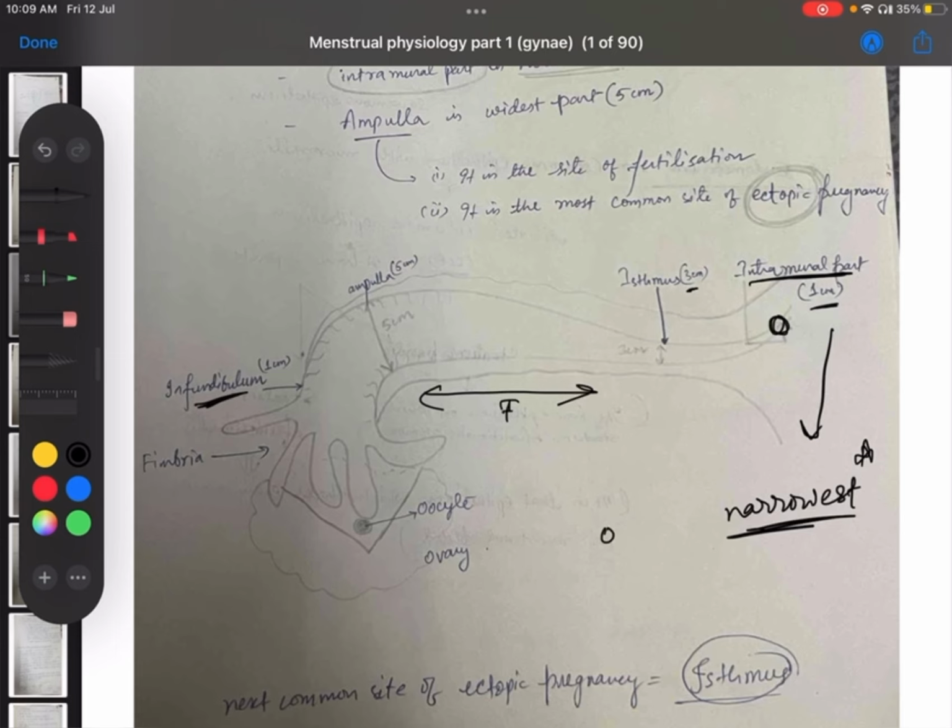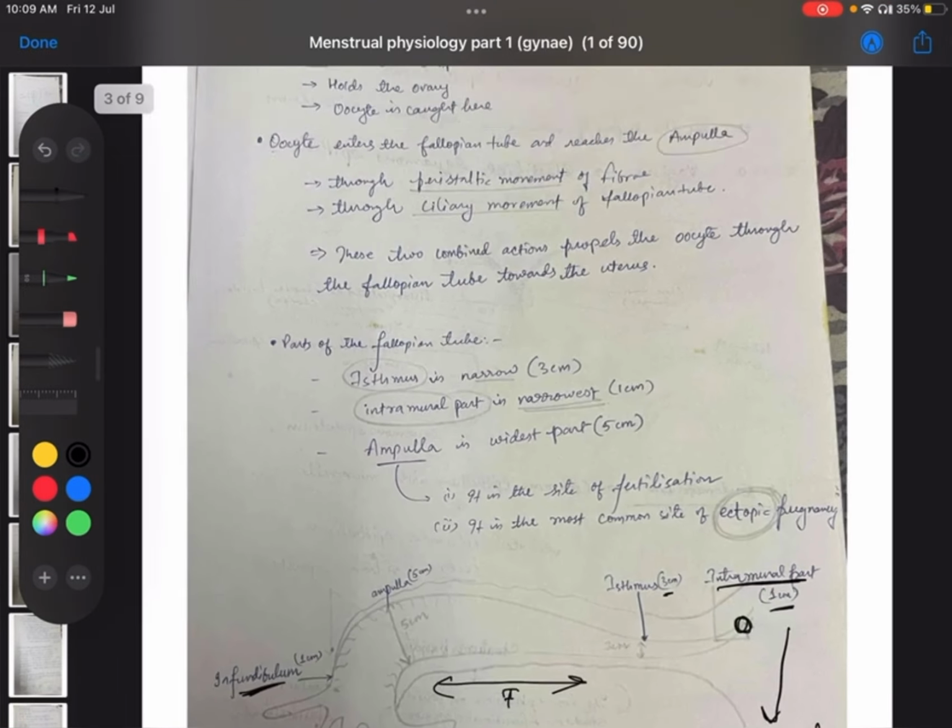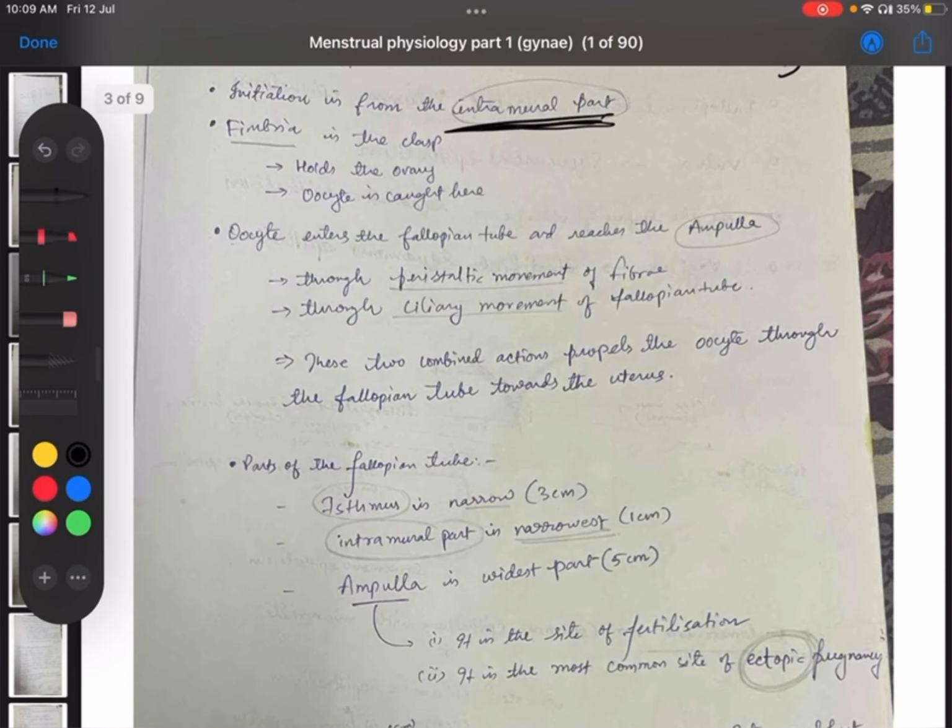Now fimbriae, these are the clasp-like projections which pick up the oocyte when the follicle ruptures and the oocyte comes out during ovulation. So the fimbriae is the clasp which holds the ovary. The oocyte is caught here. The oocyte enters the fallopian tube and reaches the ampulla through peristaltic movement of the fimbriae.